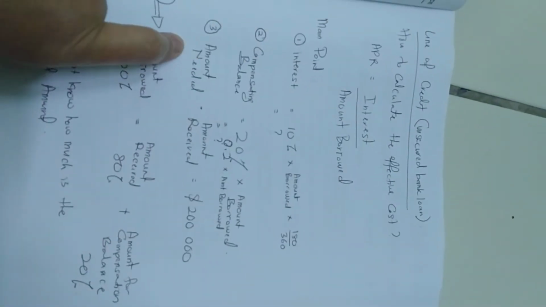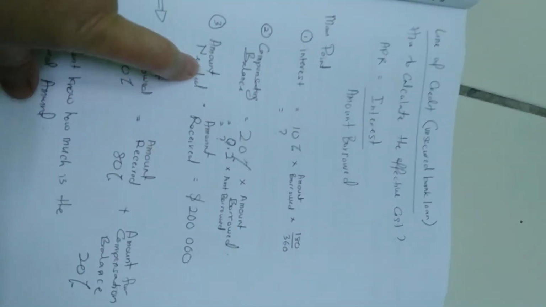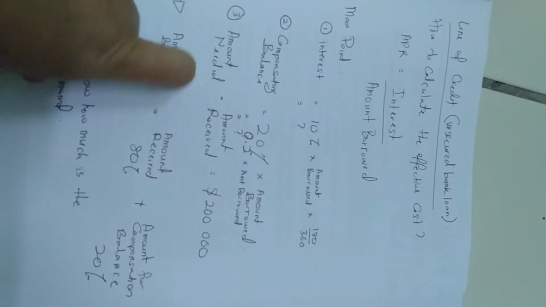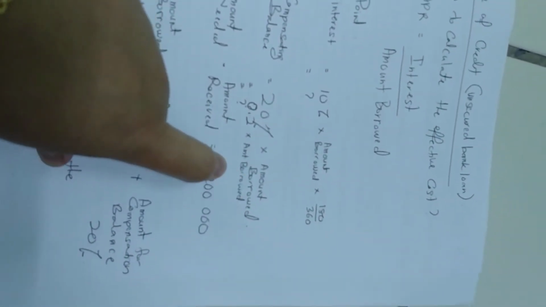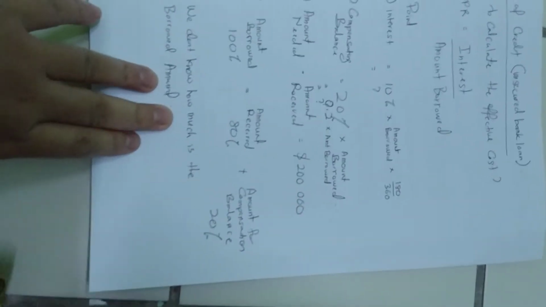So now, amount borrowed. No, amount needed. So how much is the amount needed? It is stated here that it is 200,000 ringgit, ringgit Malaysia. Whatever, ringgit or dollar, it is just a currency. 200,000.